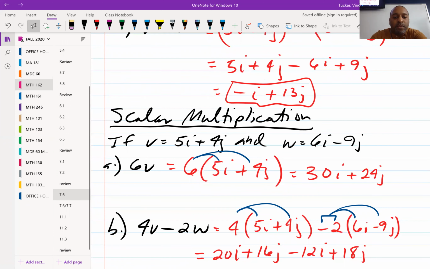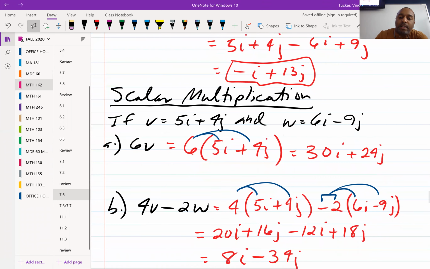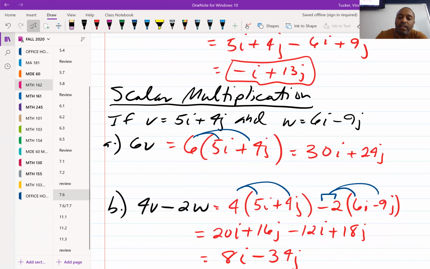All right. Next one, 4v minus 2w. Distribute the 4 to each term in vector v. Distribute -2 because it's minus 2w. So you distribute -2 to each term or each component of your vector w. That'll give us 20i plus 16j minus 12i plus 18j.